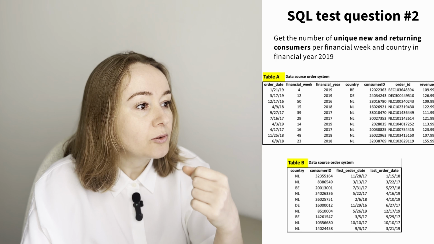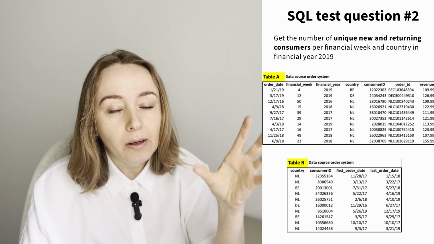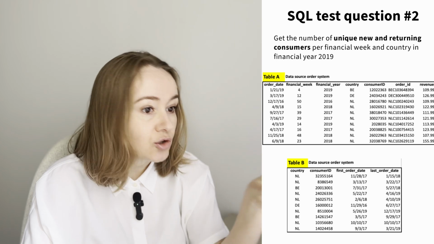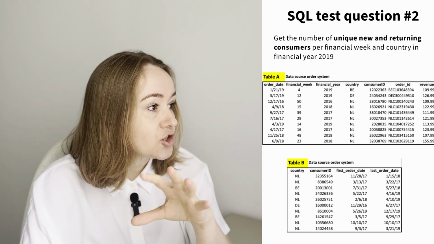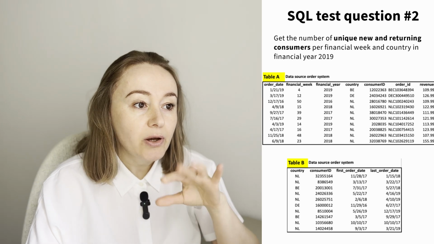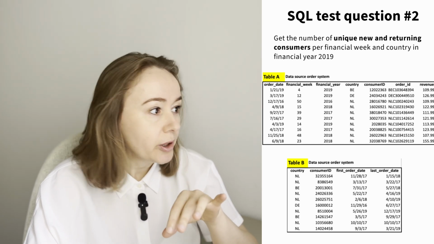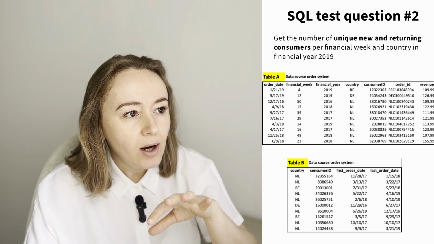And then we should count how many unique customers fell into each category, again broken down by financial year, financial week, and country. So this test required a slightly more involved approach using a subquery. So here is how I solved it.